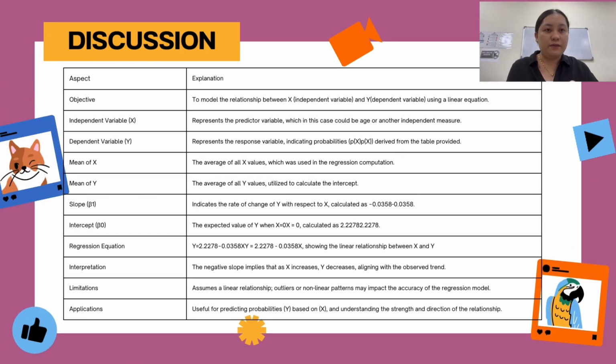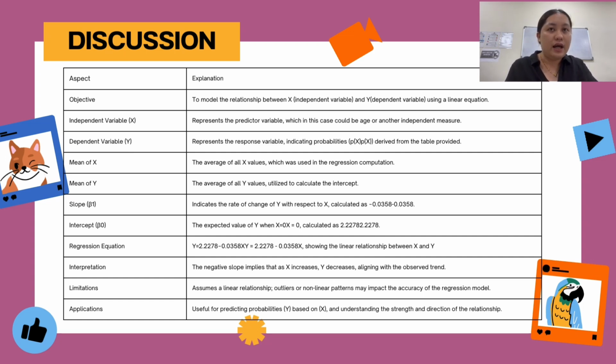Then the simple linear regression equation is y equals 2.2279 minus 0.0358x. So for the discussion of the topic, this table explains the key aspects of a linear regression model used to analyze the relationship between an independent variable x and a dependent variable y. The slope indicates the rate of change of y as x increases, with a negative value showing that y decreases as x rises. The intercept represents the expected value of y when x is 0. The model assumes a linear relationship, but outliers or nonlinear patterns may affect accuracy. This approach is useful for predicting probabilities and understanding the strength and direction of the relationship.